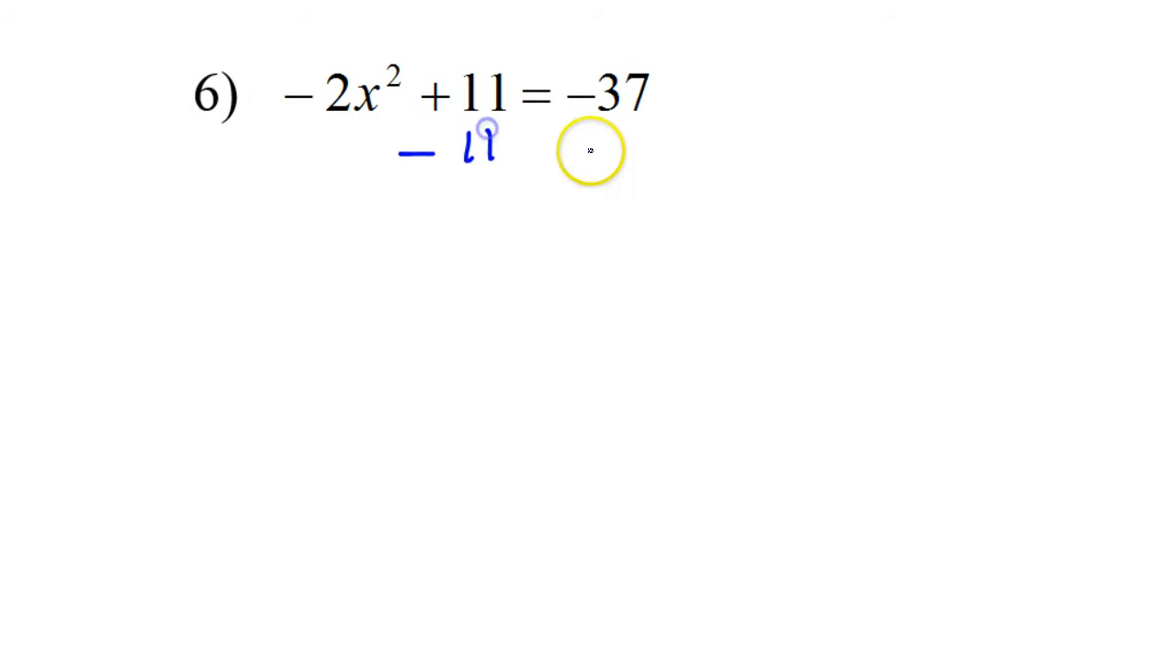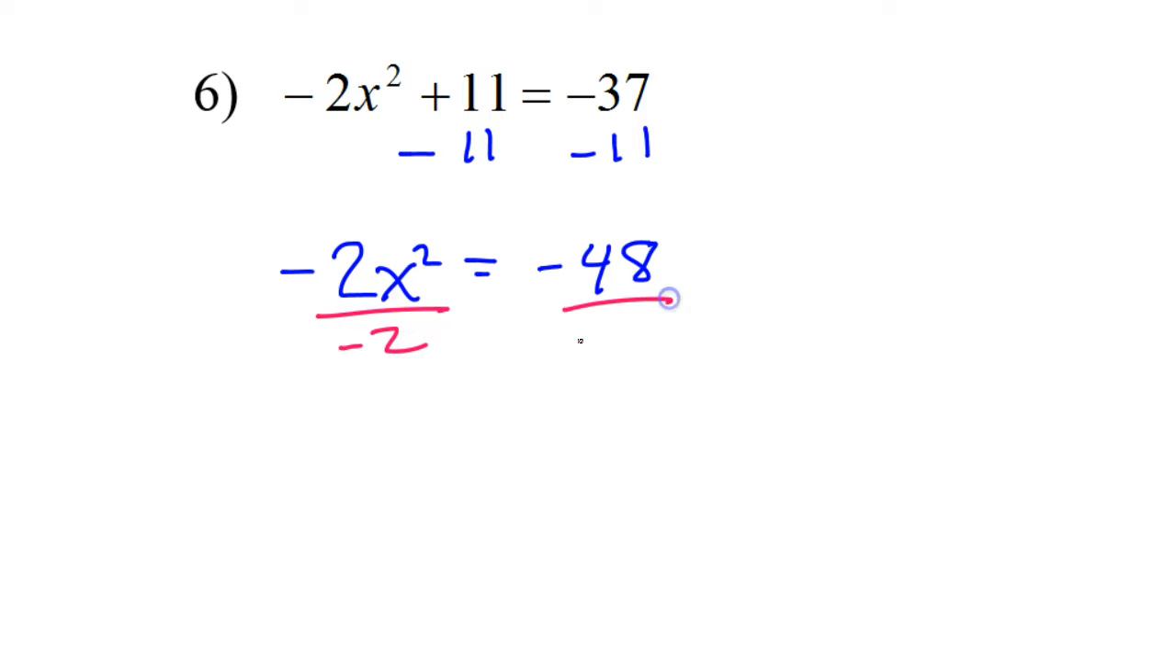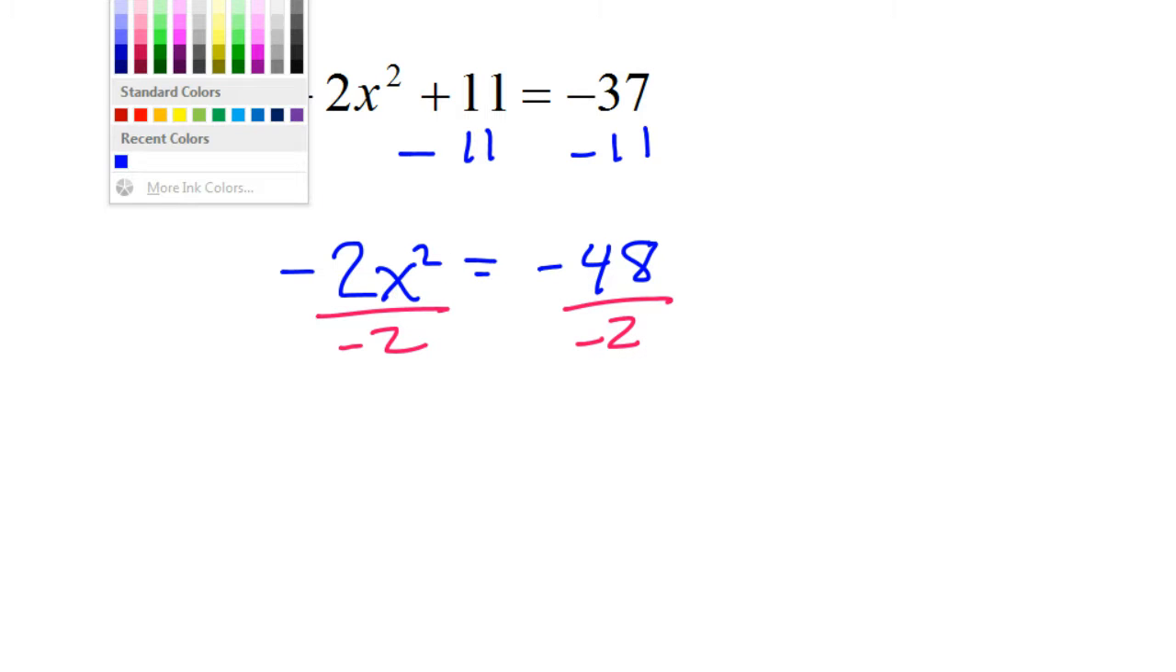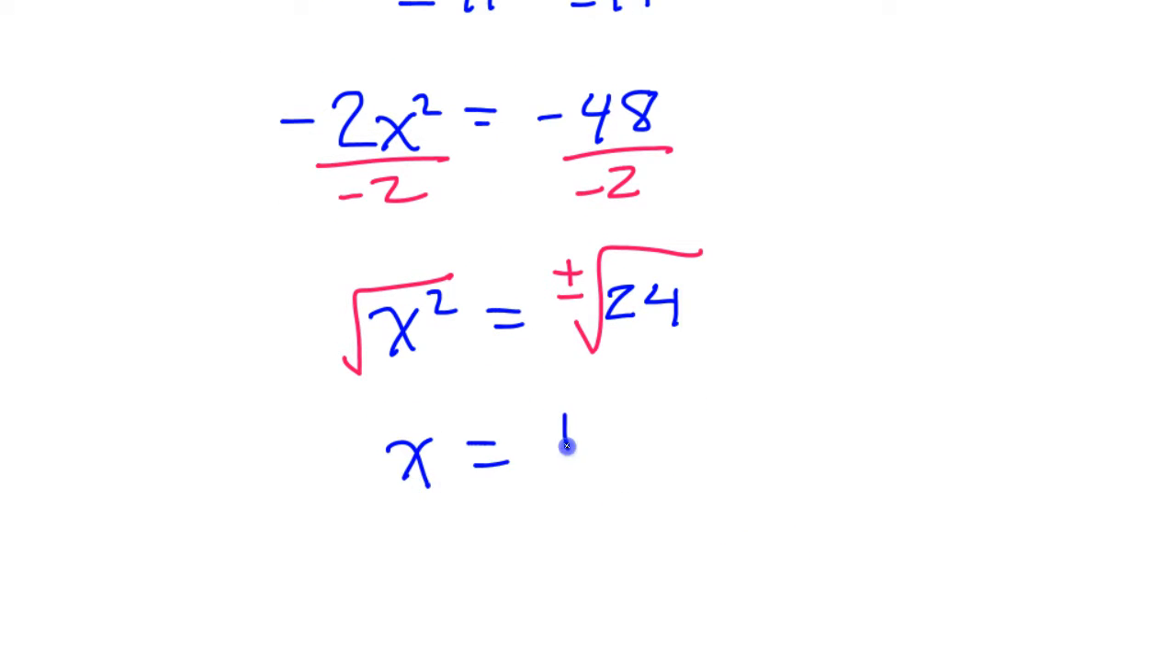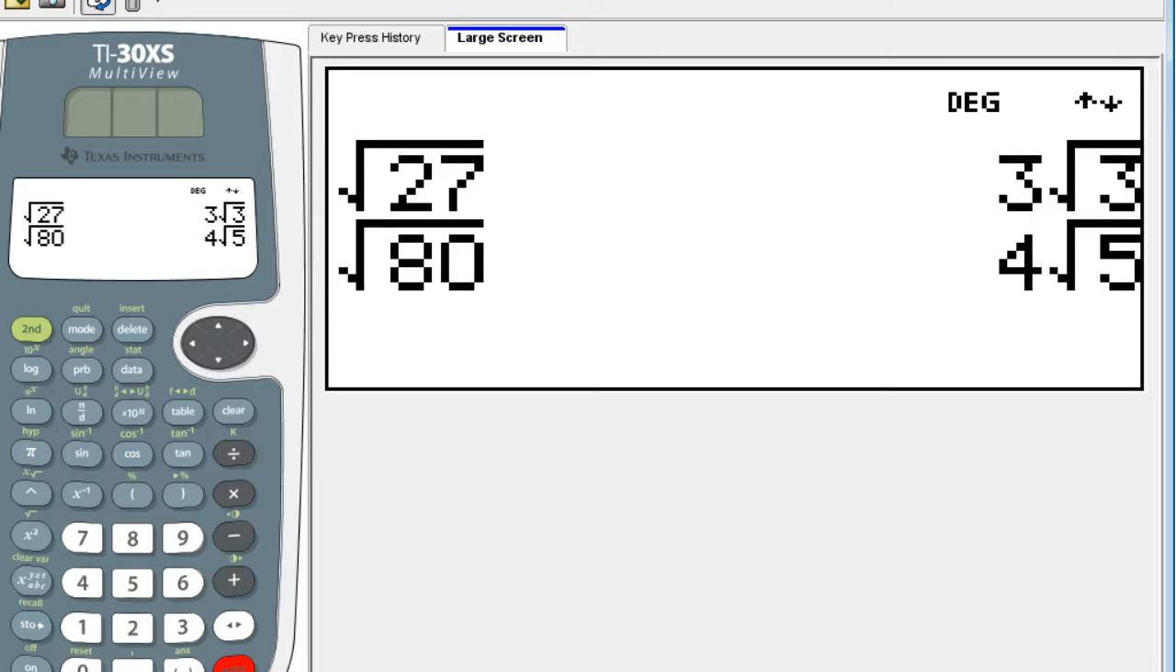Alright, on number 6, we subtract 11 from both sides. That's going to give us negative 2x squared is equal to negative 48. So then, when we divide both sides by negative 2, that's going to give us x squared is equal to positive 24. Take the square root of both sides. Don't forget your plus or minus. So square root of 24 should be 2 radical 6.